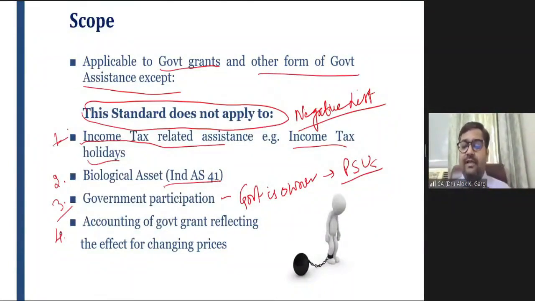I hope these four things are clear. First, income tax related assistance is not within the scope of this standard. Agriculture asset grant is not within the scope of this standard. If the government is the owner, promoter, or equity shareholder, and is participating in that entity and providing some benefit, it is not applicable in this standard. When the government is providing some assistance with respect to removing the impact of price changes to a particular set of industry or a company, it is also not covered under this particular standard.